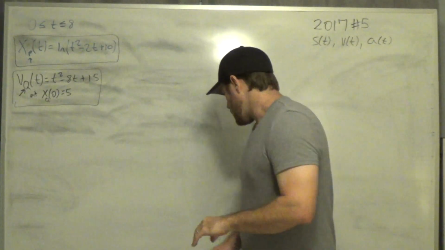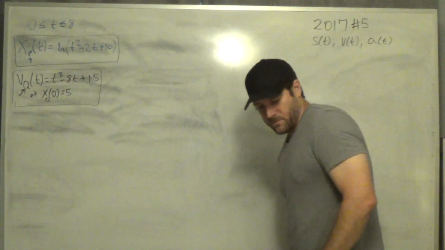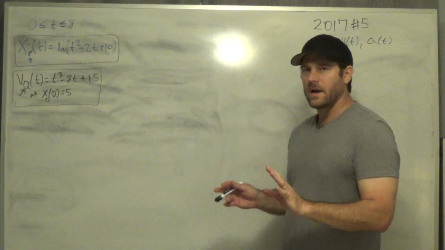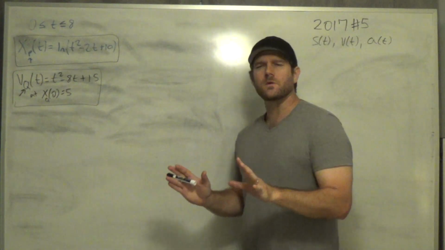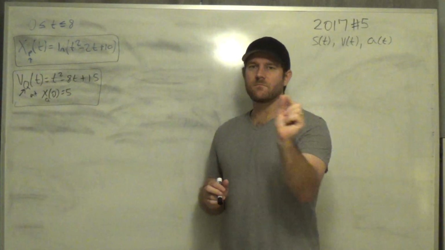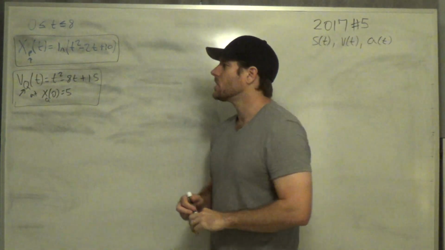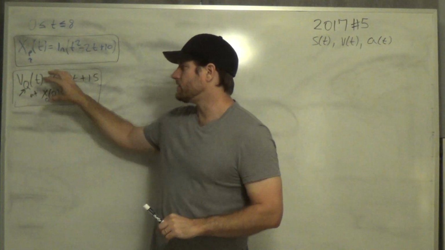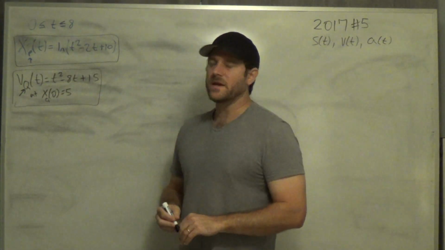Okay, so part A says, when is particle P moving to the left? And this is a great time to be, whoa, particle P. So if you read the question carefully, we have two particles that are moving along the x-axis. One of them is particle P, one of them is particle Q. And you've noticed I've lumped their information together.